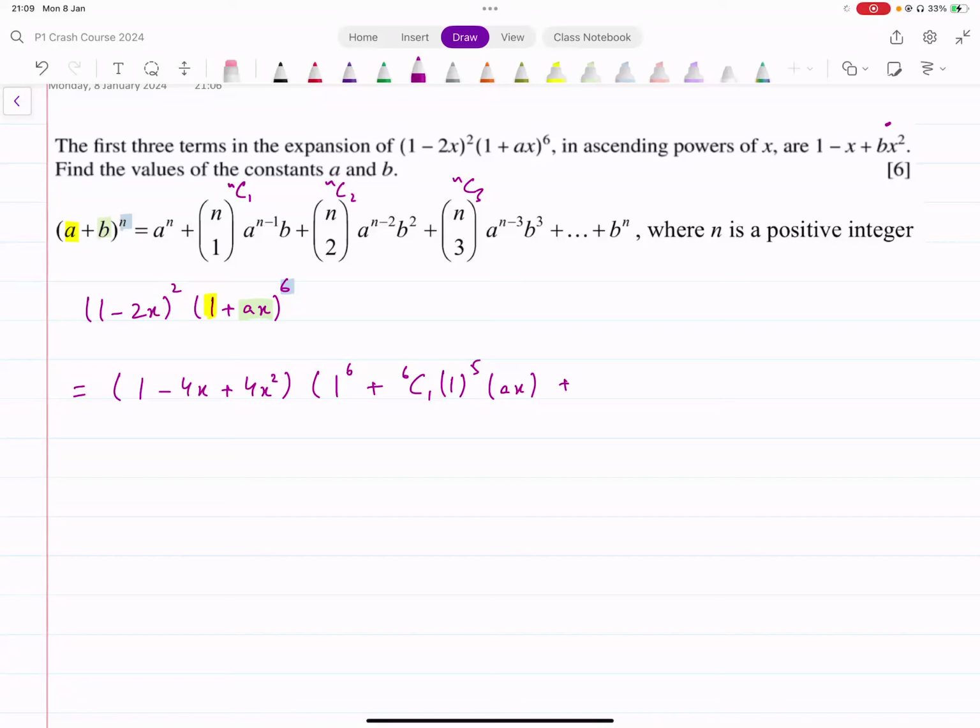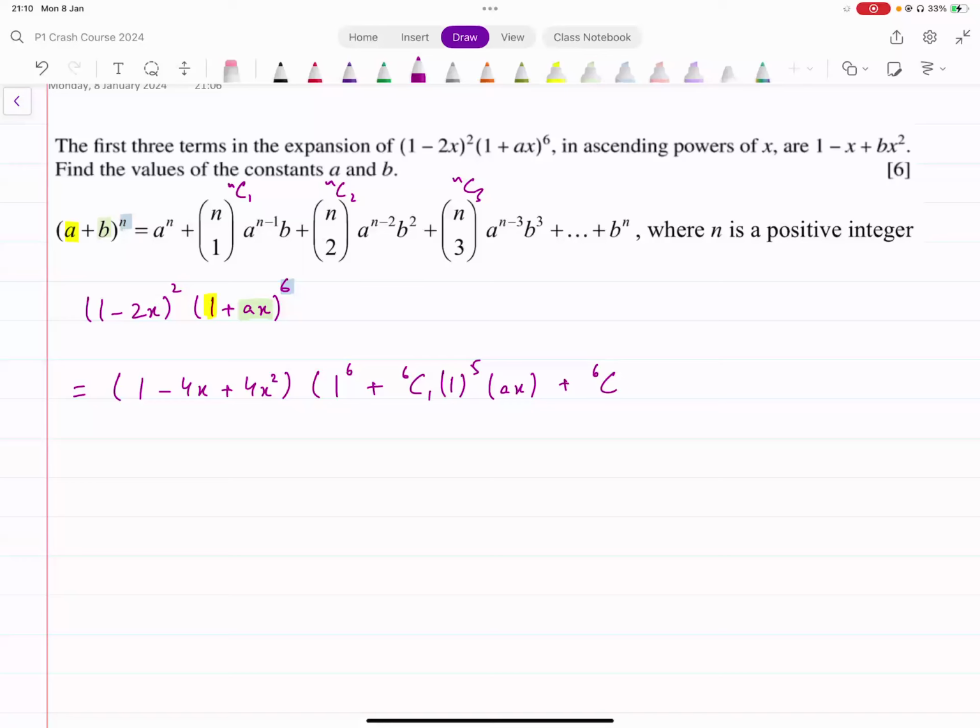Now, remember what we are given in the question. In the question, we're given this expansion 1 minus x plus bx squared. We have a constant term, we have x power 1 term, and we have x power 2 term. We have expansion up to x squared. We don't need to go any further than that. We only need expansion up to x squared. So we have x here. We need one more term after this.